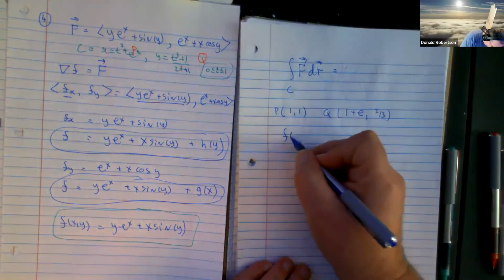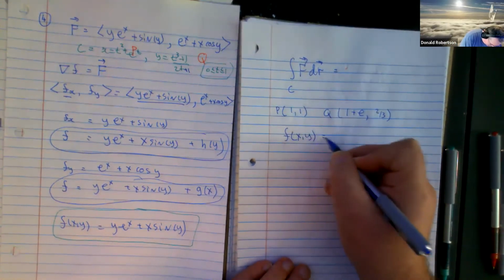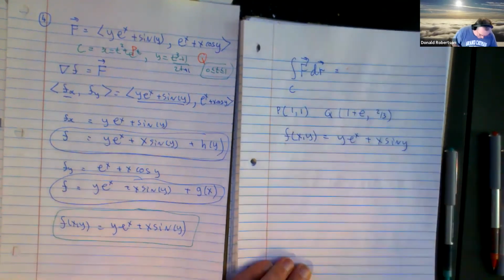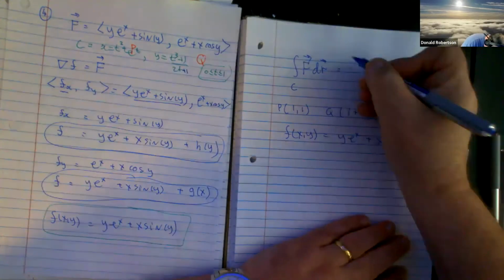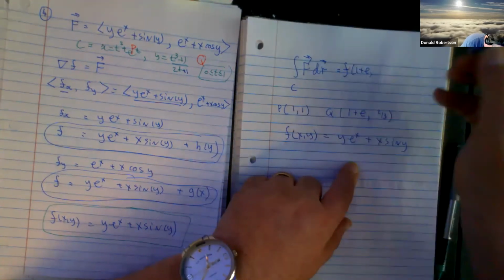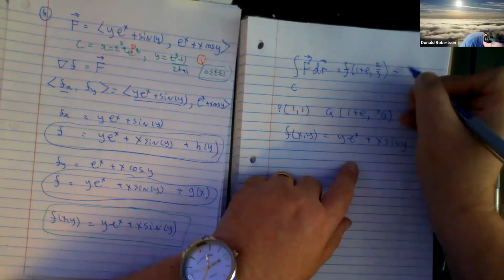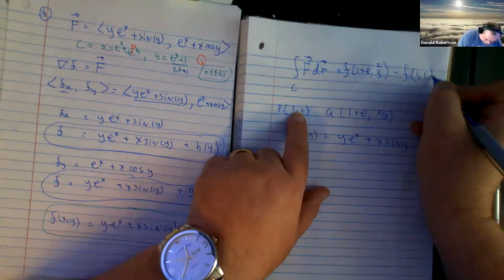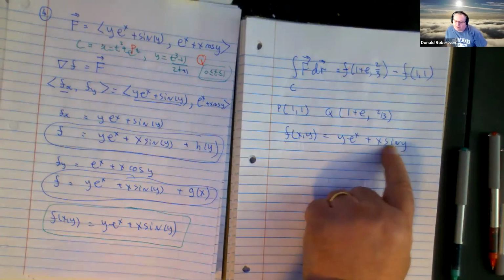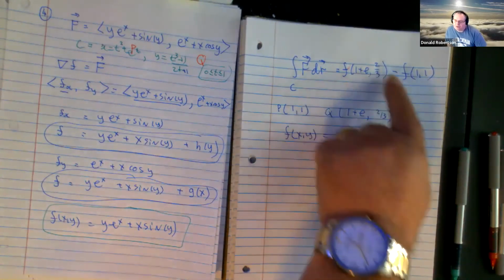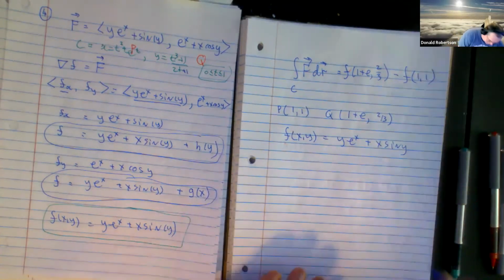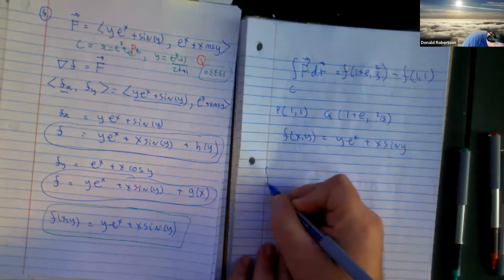I know the potential function. It's y e to the x plus x sine y. So this line integral is just going to be the value of the potential function at 1 plus e, 2/3, take away the value of the potential function at 1, 1, right? That's all you need to evaluate. So I will take this expression and evaluate it at these points, and this expression and evaluate it at that one. And God, it's going to be ugly, but never mind, at least we can get the answer.